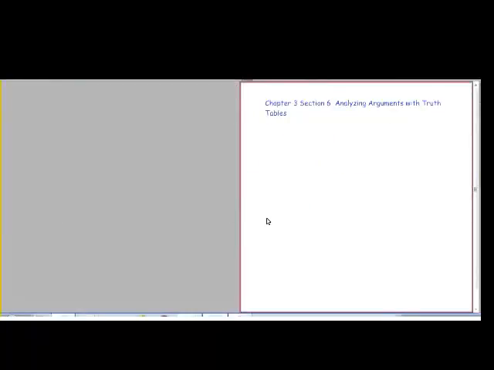Okay, so section 6 is analyzing arguments with truth tables. So the general setup for arguments, we've just talked about this, but this is a more formal introduction. You typically have two premises. Then you draw a line to show that those are the premises in the argument. And then under that, you draw your conclusion.